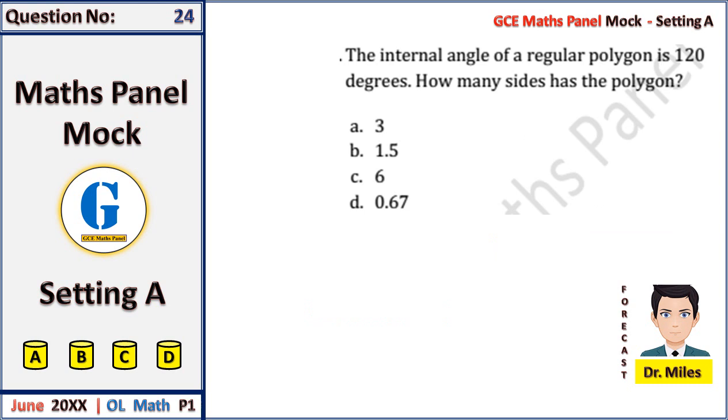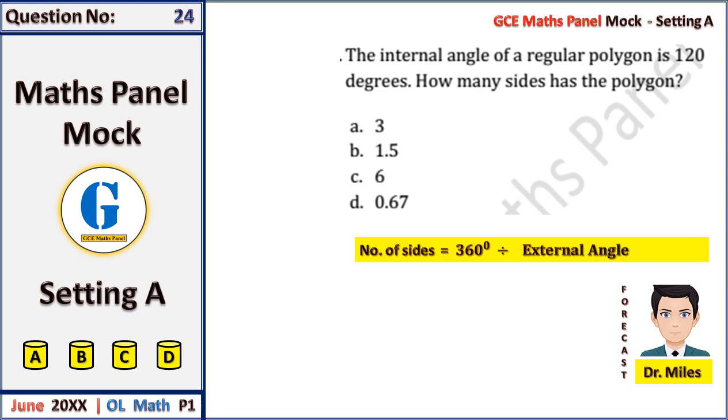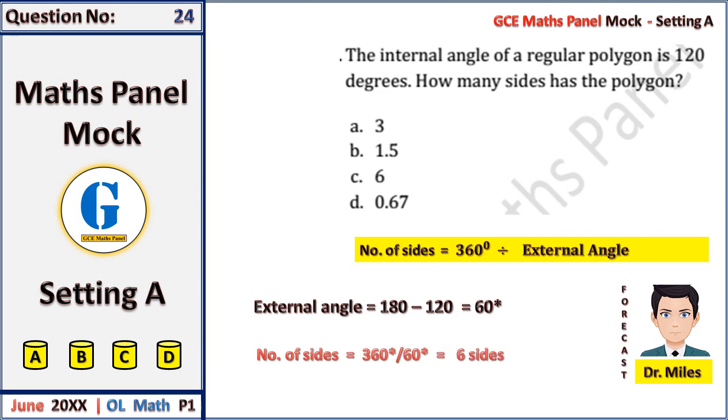The internal angle of a regular polygon is 120 degrees. How many sides has the polygon? The number of sides is actually given by 360 degrees divided by the external angle. And to get the external angle, we have 180 minus internal angle. So the external angle here is 60 degrees. And the number of sides will be given by 360 degrees divided by this external angle, giving us a total of 6 sides for this polygon. So this is actually a hexagon.